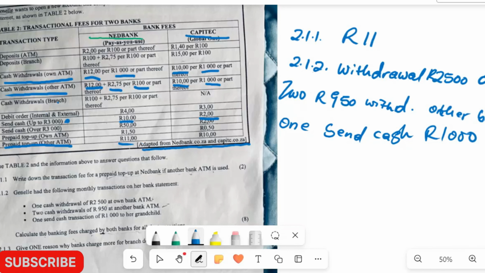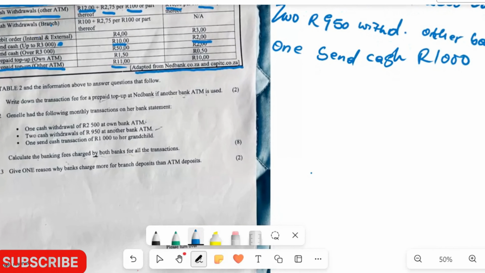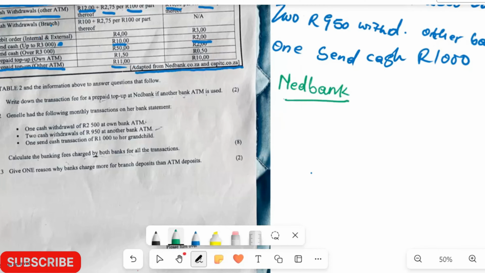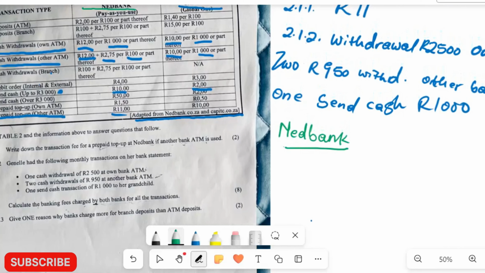Now we have analyzed this whole scenario that has been given before us. So now let us check the question. Calculate the banking fees charged by both banks for all the transactions. That means we must add all these transactions and see what each bank is charging. So let us start with Netbank. So with Netbank, and then what are they saying with Netbank?